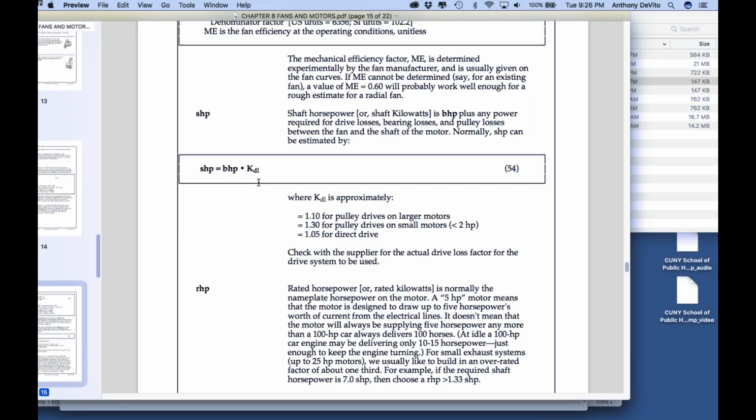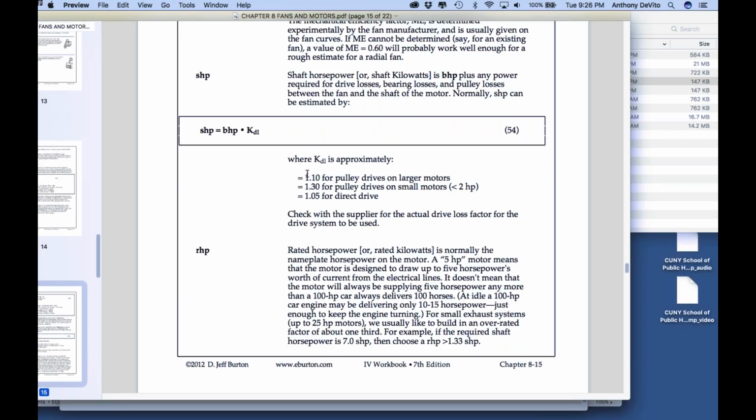Depending on the case, you might get that on the motor or on the fan, or you might have to guess at it. If you have to guess at it, use 1.1 for pulley drives on large motors. The one we were looking at was 1.1, right? Use 1.5 for pulley drives on small motors, less than 2 horsepower. Use 1.05 for direct drive motors. Notice that the pulleys introduced a loss versus the direct drive. That's what you're making up for.